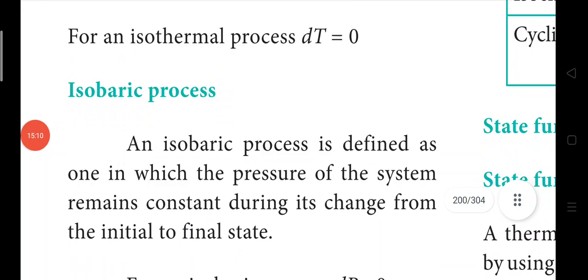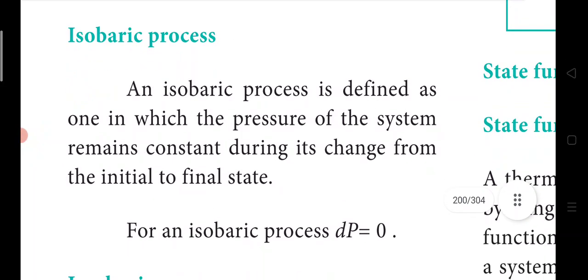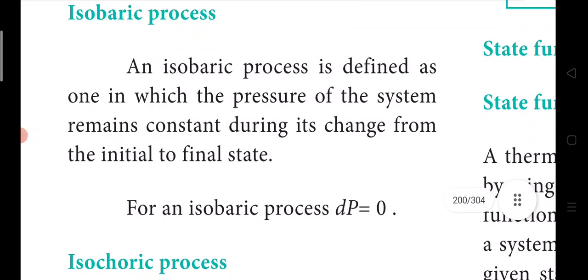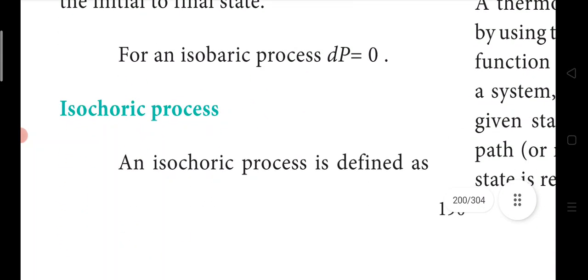Next is isobaric process. Isobaric process is defined as one in which the pressure of the system remains constant during its change from initial to final state. So bar means pressure. So iso means same. So if pressure is constant in a reaction, then it is an isobaric process. Here dP is equal to 0.